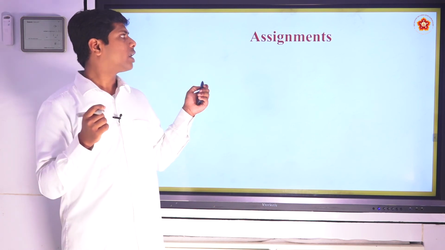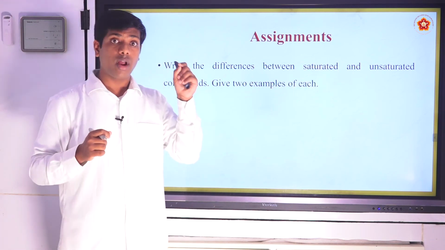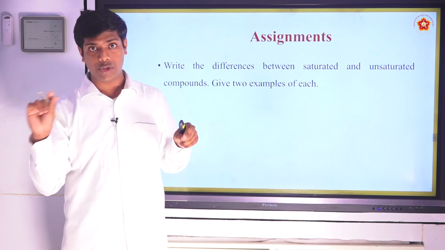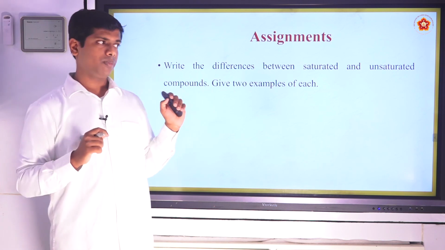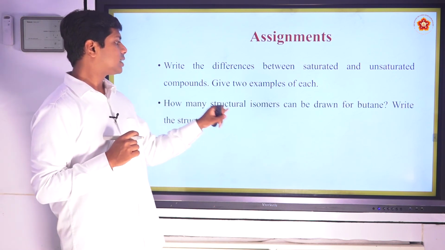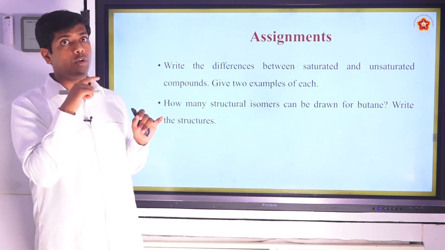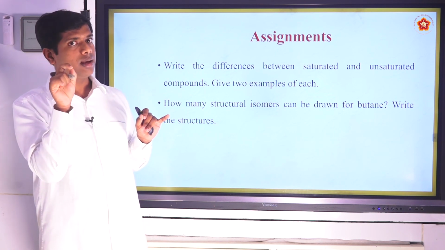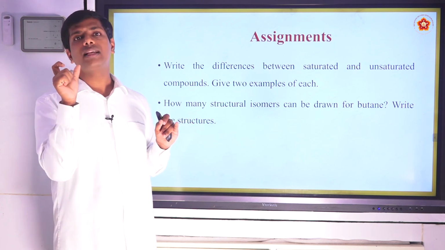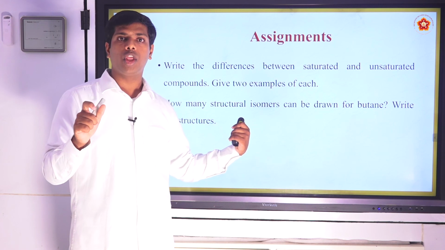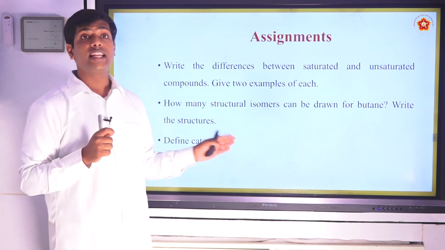First, to recap, let us look at the assignments. Write the differences between saturated and unsaturated compounds. We have already discussed what are saturated and unsaturated compounds. Very easy. You can write the differences and give 2 examples. Next, how many structural isomers can be drawn for butane? We already know what structural isomers are: same molecular formula but differing in their structures. We have already drawn this butane molecule. Please revise these topics and define catenation property.